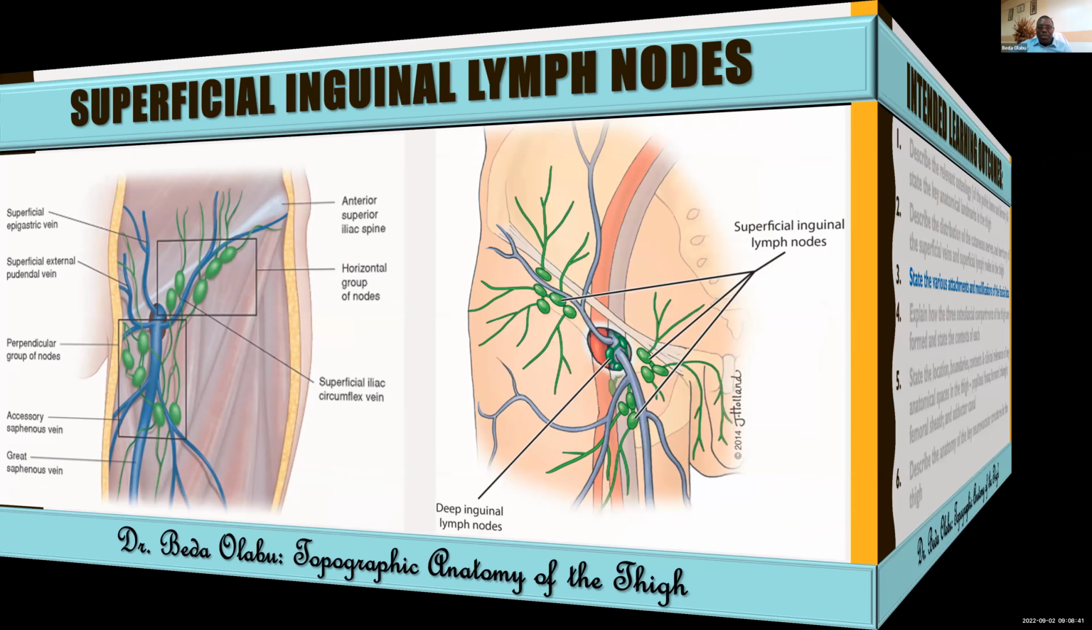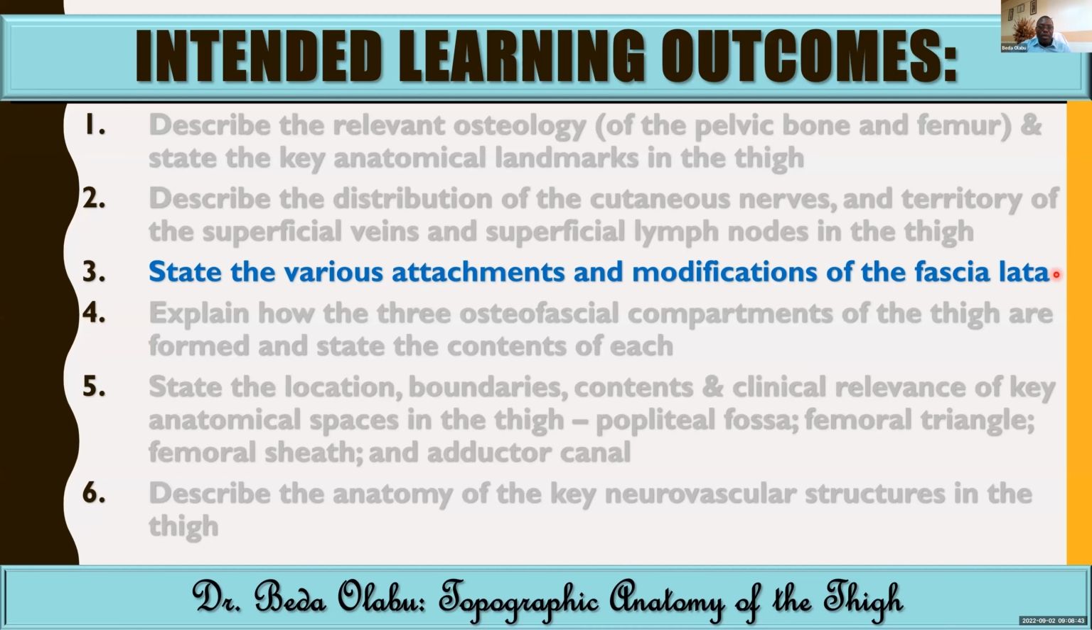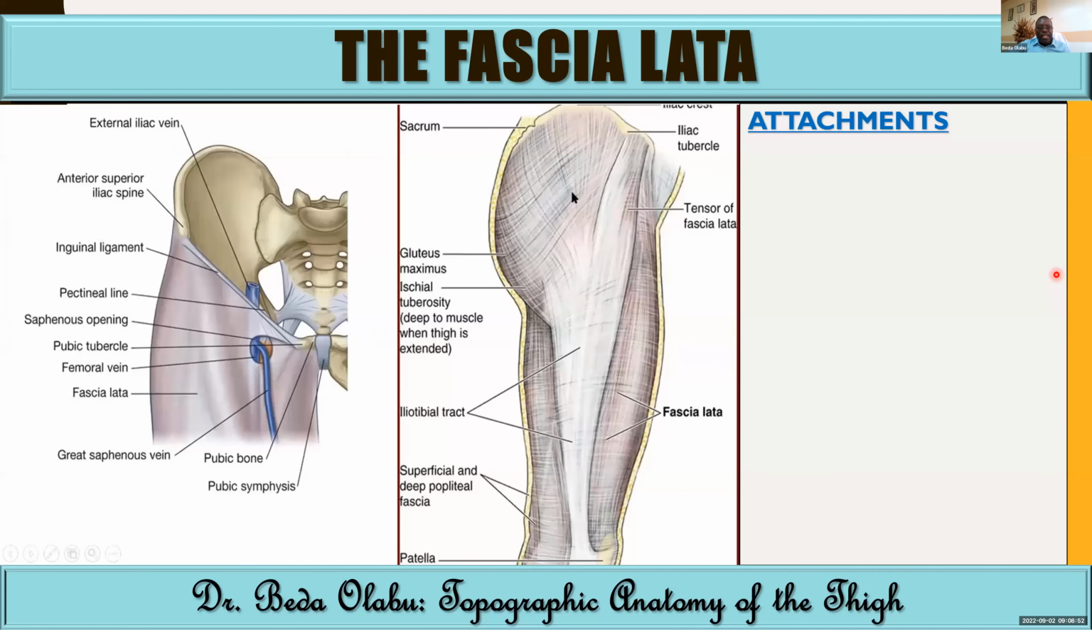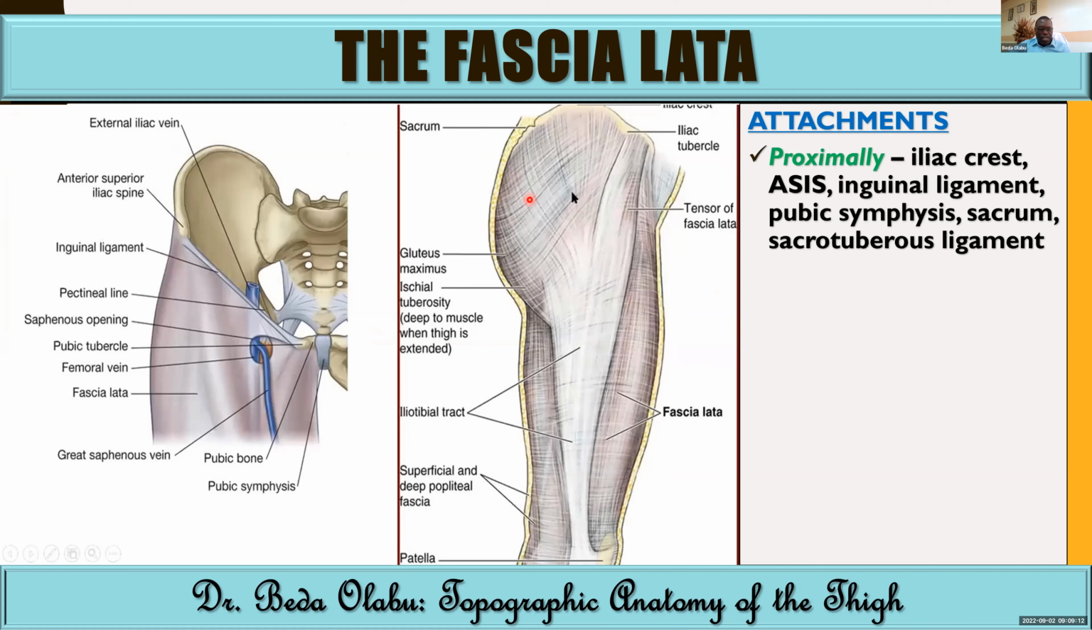Now we can go to the third agenda, which is talking about the fascia lata, focusing on its attachments and modification. The fascia lata is the deep fascia of the thigh. It's a bit tight, and so it also encloses the musculature of the thigh. So it has multiple attachments, and it continues the gluteal fascia, as we mentioned in the previous section.